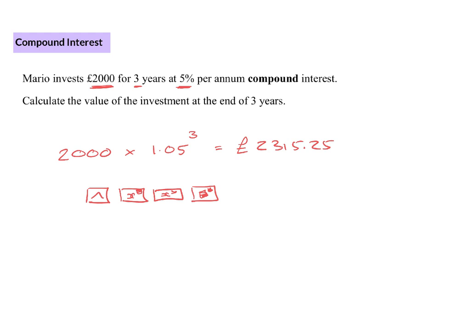But to recap, we have the original amount of money, in this case 2,000. The decimal multiplier to increase by the percentage that we have, in this case 1.05, that adds 5%, and the power of that is the number of years or number of times that you are doing the repeated calculation. So compound interest goes up.